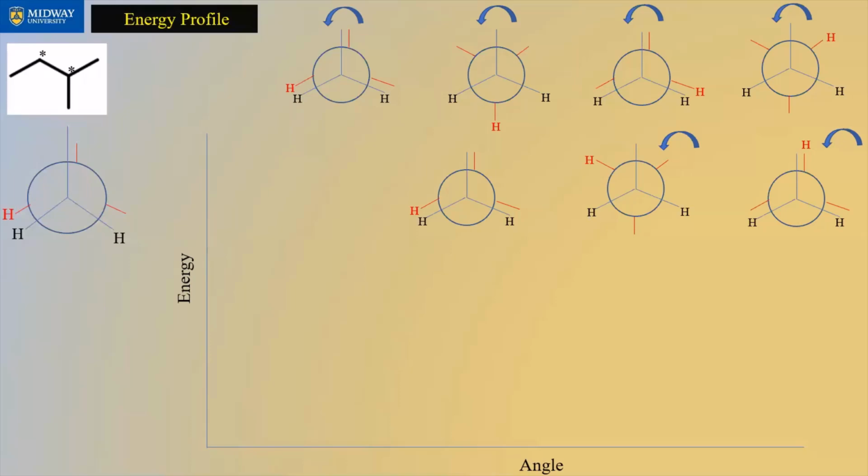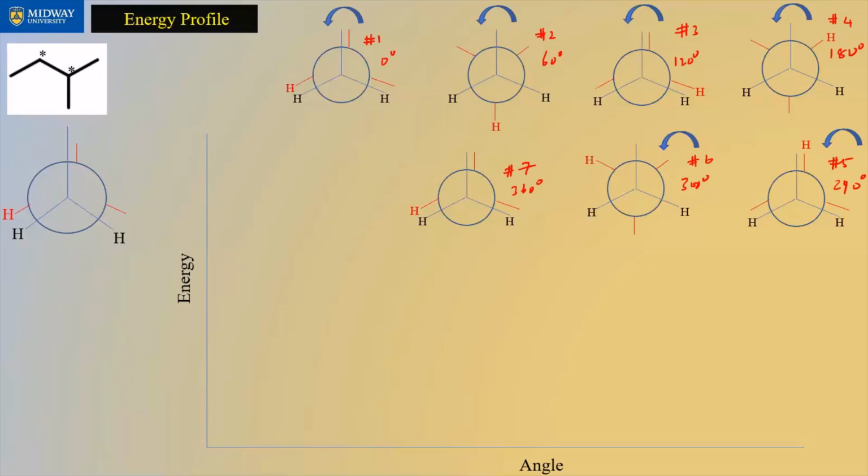So we started with number 1. I'm just going to go ahead and label these. Number 1, so this is 0 degrees. Number 2, 60 degrees. Number 3, 120. Number 4, 180. Number 5, 240. Number 6, 300. And number 7, 360.